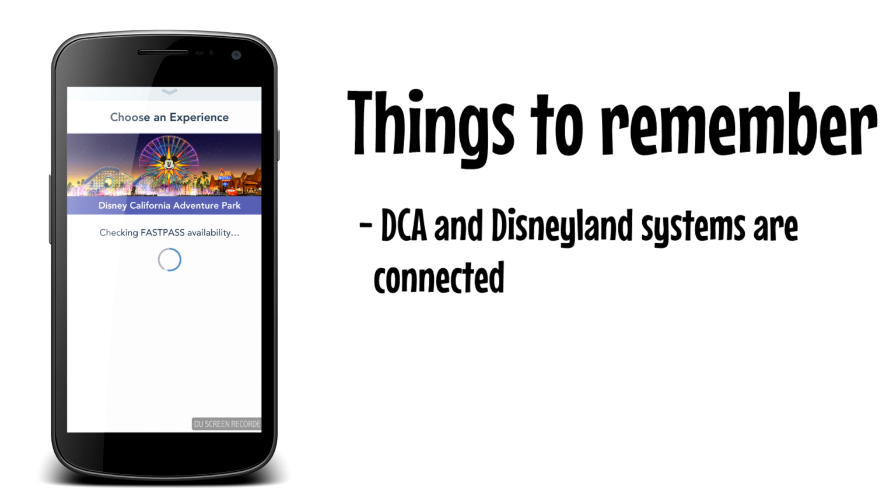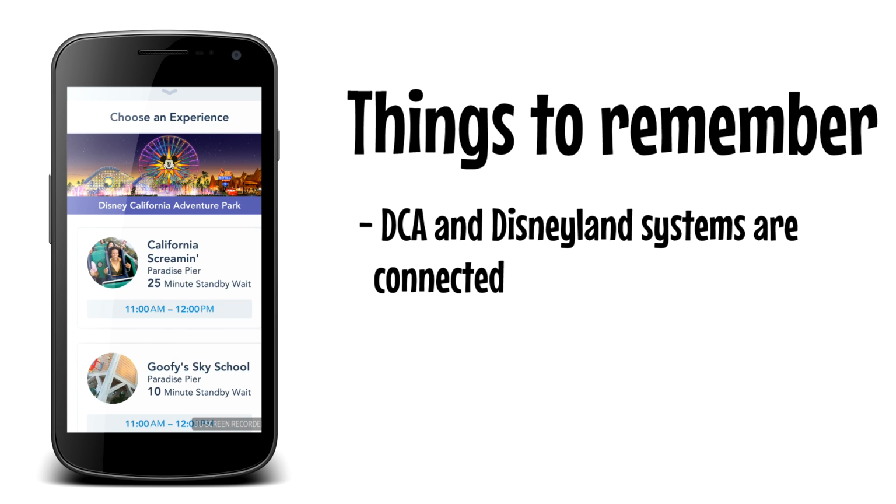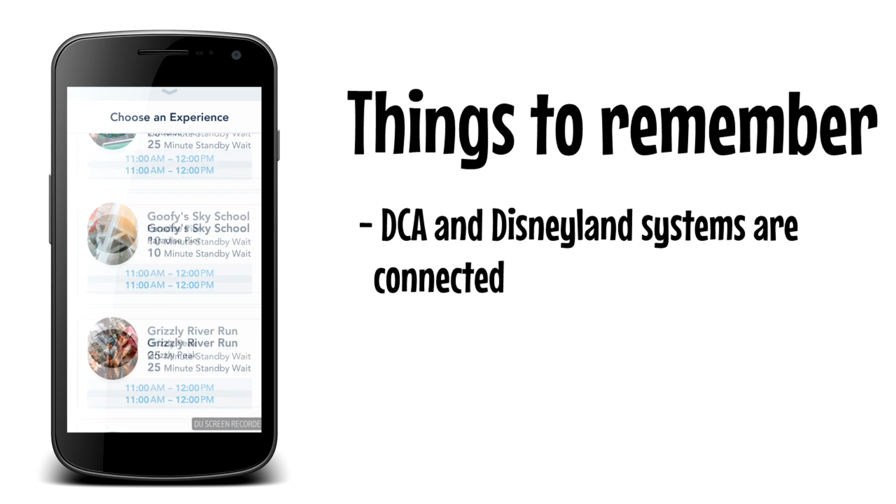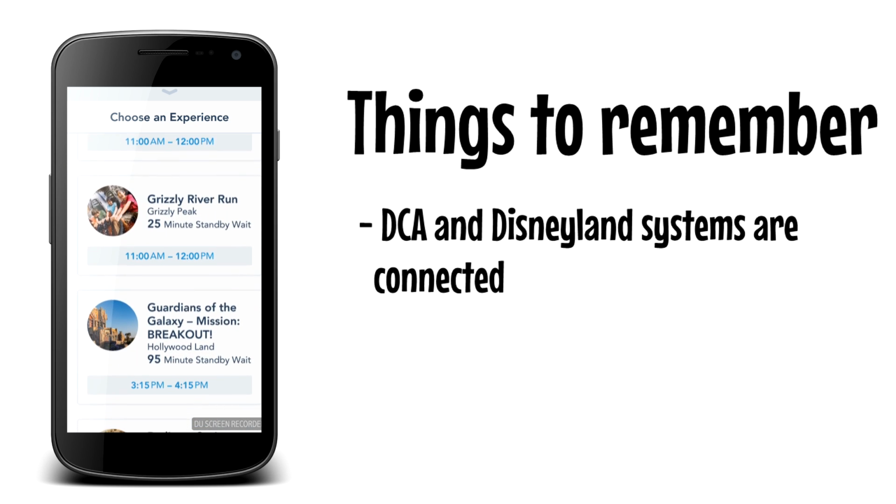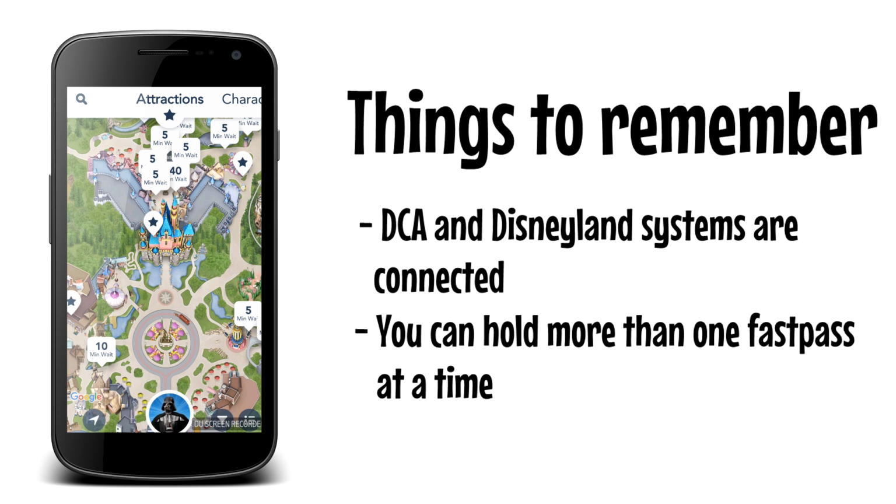The two parks are connected, so if you have a park hopper or annual pass, you can book a FastPass for California Screamin' while you're in Disneyland. You can hold more than one FastPass at a time.